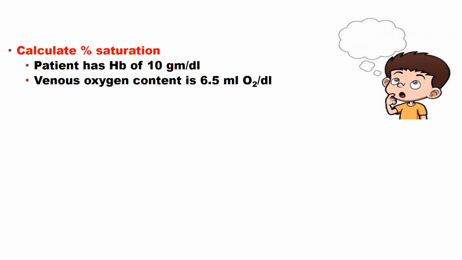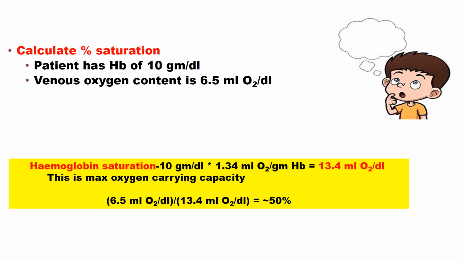Here you can calculate the hemoglobin saturation, that is the percentage of hemoglobin that combines with oxygen, when a patient has hemoglobin of 10 gram per deciliter and the venous oxygen content is 6.5 ml per deciliter. First, we have to calculate the oxygen carrying capacity, which is the amount of hemoglobin multiplied by 1.34 ml of oxygen per gram. So we get a value of 13.4 ml of oxygen per deciliter.